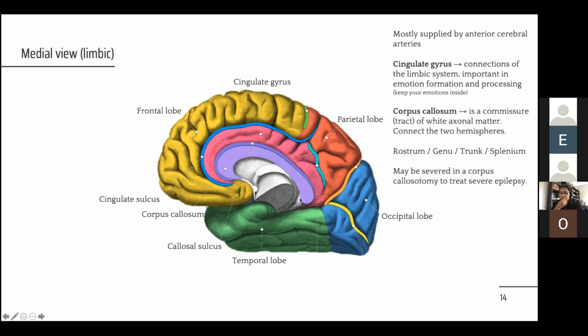The only clinical correlation for the corpus callosum is that you can do a corpus callosotomy if someone has really, really severe epilepsy. The way that seizures sometimes work is that they start in one area of the brain and spread through to the entire brain. So if you sever the corpus callosum, then you prevent the seizures from spreading throughout the whole brain.